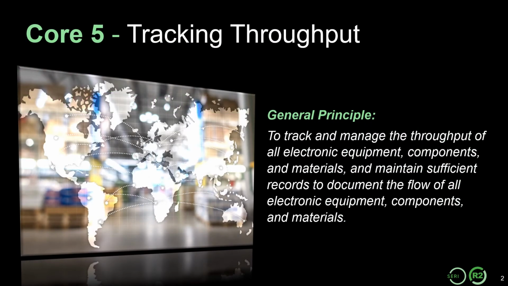The general principle of Core Requirement 5 is to track and manage the throughput of all electronic equipment, components, and materials, and maintain sufficient records to document the flow of all electronic equipment, components, and materials.